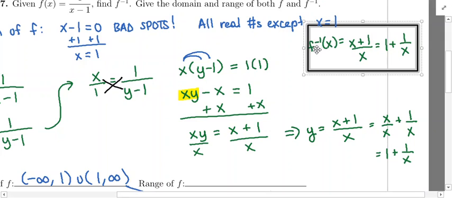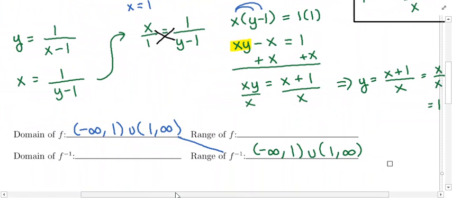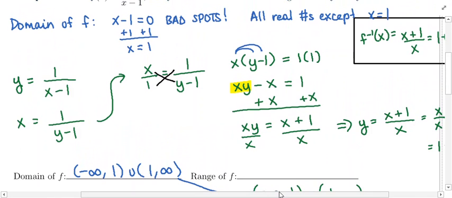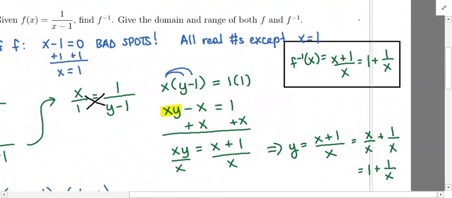Now that we have this, we have to finish the domain and range information. So if you come down here, we're still in need of the domain of f inverse and the range of f. We know those two quantities have to be equal. We just found the formula for f inverse of x. If you look at it, the x plus 1 over x, or if you look at the other version, 1 plus 1 over x, you're dealing with a fraction here. The bad spot is going to be when the denominator is 0.